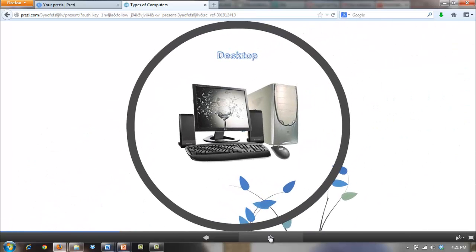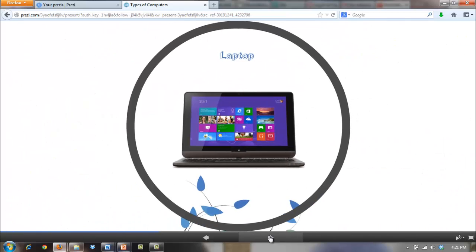A desktop is a PC that is not designed to be portable. Most desktops offer more power and storage for less cost than the portable computers. Laptops are portable computers that integrate the display, keyboard, processor, memory, and hard drive all in one package.